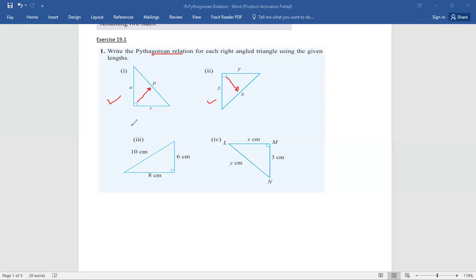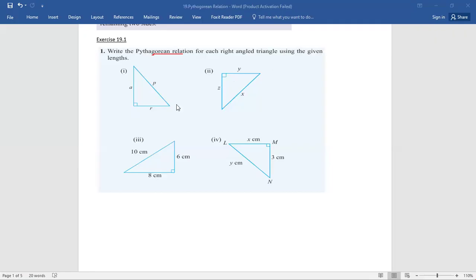So I will write down the answers here, right? Okay sir. You are going to apply the Pythagorean relation. So that means you need to identify the hypotenuse first.